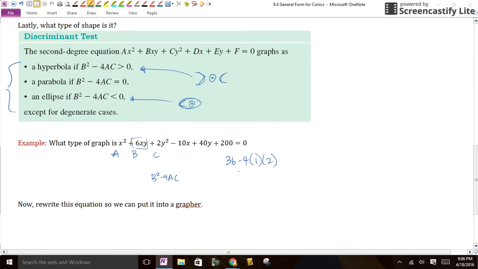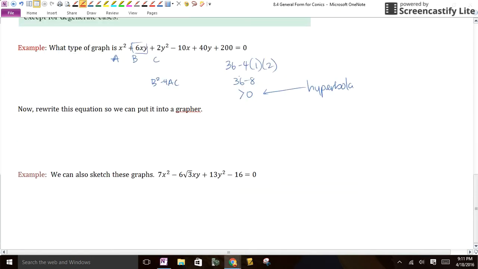And what do I have? 36 minus 8, which all I can tell you is greater than 0. And so therefore I can tell that that is a hyperbola. And there you go. I know that that's a hyperbola. All right, let me ask you a question, and we'll come back and do some crazy stuff.